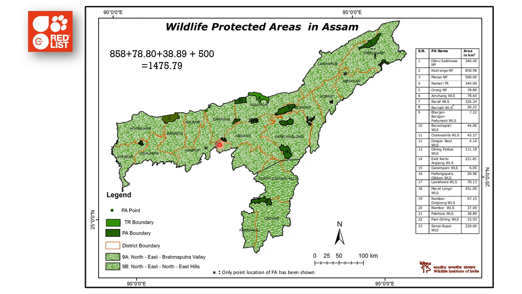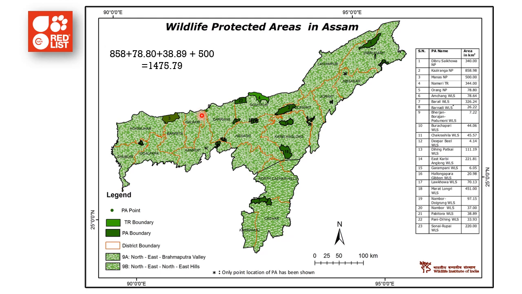Then we have Pobitora Wildlife Sanctuary. And then we have Manas National Park. So these are the places where Rhinoceros unicornis is found in Assam. Now, if we were to calculate the geographical range, we will have to draw a line somewhere around like this, taking all the four reserves together. So that would be the geographical range of the distribution of rhinoceros in Assam.